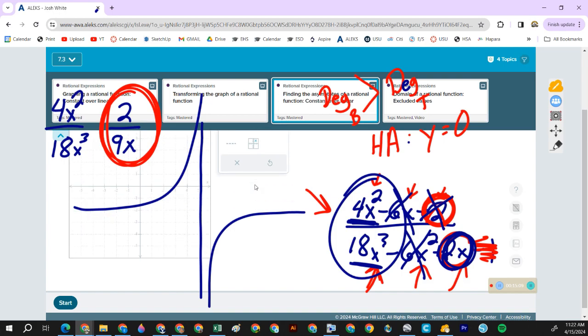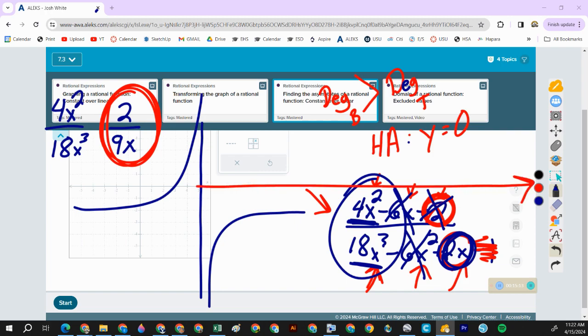So if I go way over here to 10,000, how high is the graph? 0.00002, right? It's essentially 0. So when I plug large numbers into that graph, the graph is going to get closer and closer to 0.